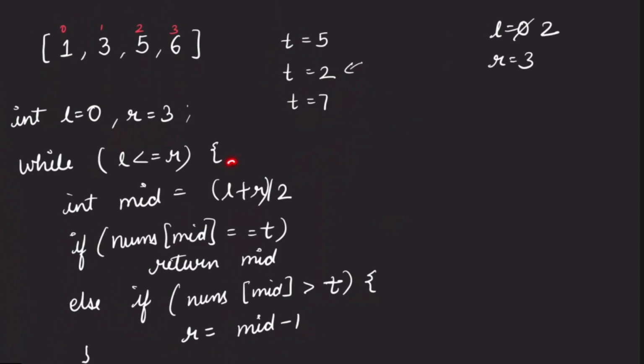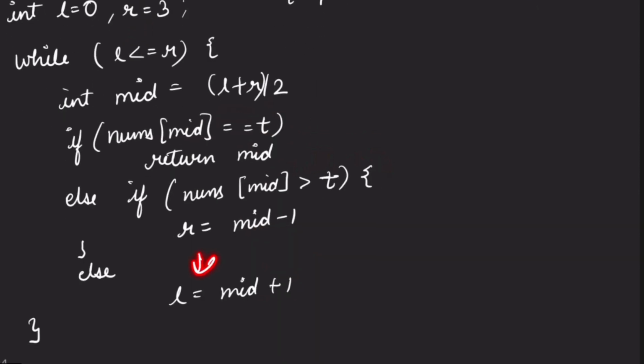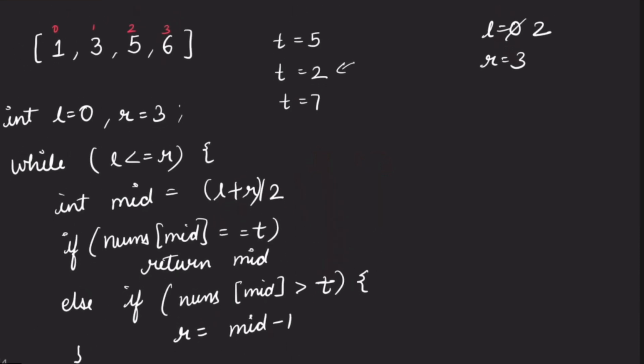Yes, it is. Now, what will be your mid? (2 + 3) / 2, which will be 5/2, so it will be equal to 2. So, mid is 2. Here, the value is 5. Now, is 5 equal to 7? No. Is 5 greater than 7? No. So, it will again come in else and we will increase left. So, the value of mid was 2. So, now left will become 3.